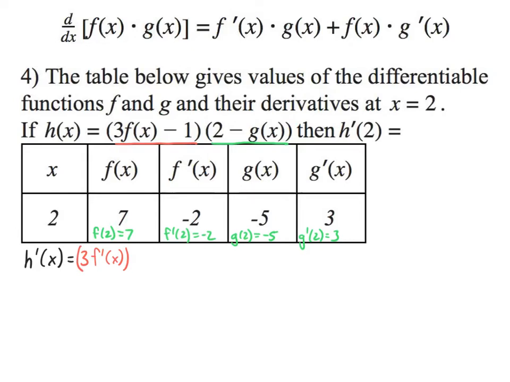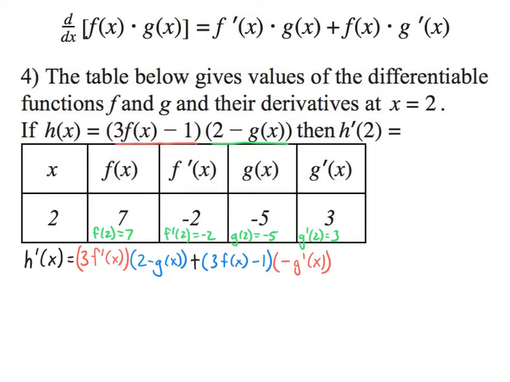All right, and then I leave the 2 minus g of x. Then we put a plus, and I'm going to leave the 3 f of x minus 1, and then I'm going to multiply by the derivative of 2, which is 0, and then I leave the negative, because that's like a negative 1 in front, and that's g prime of x. The derivative of g is g prime. So there is my big mess. Now I could try to simplify all this, but why? You don't need to simplify. You just need to start plugging in stuff.